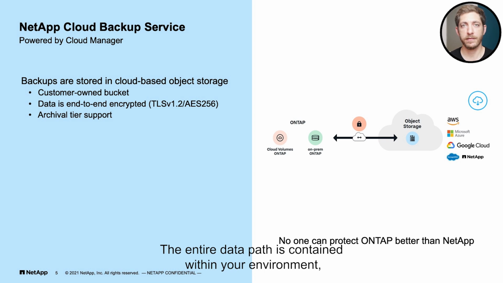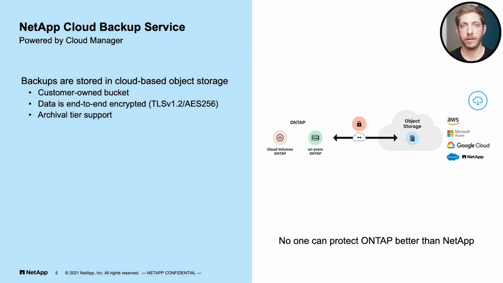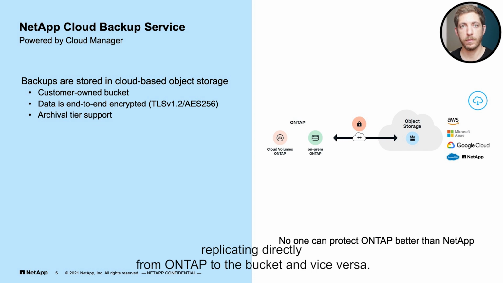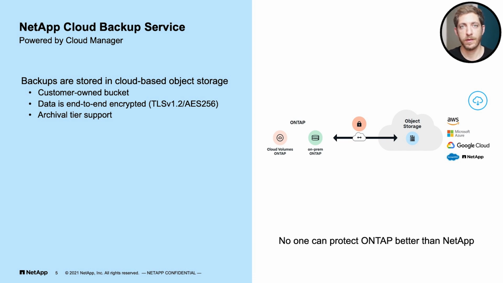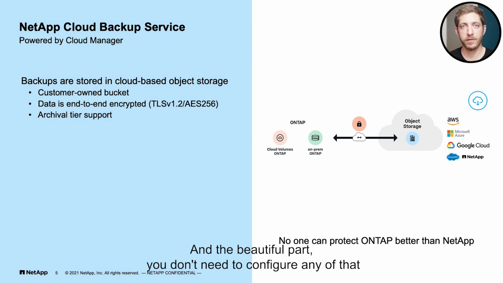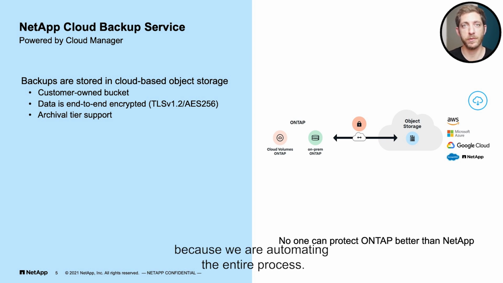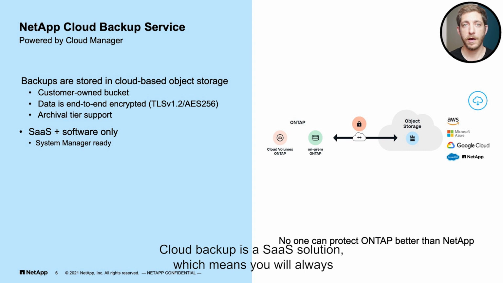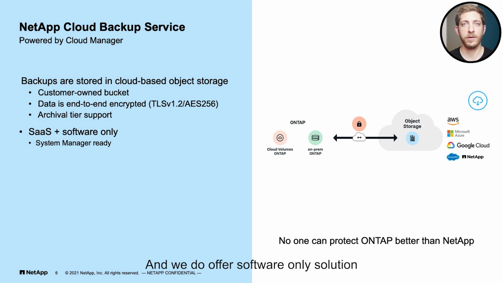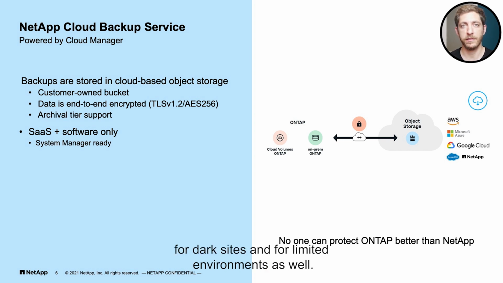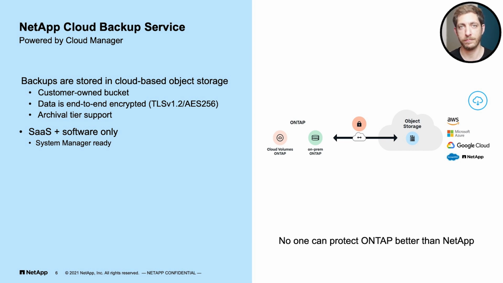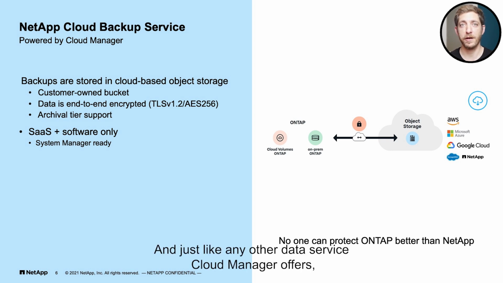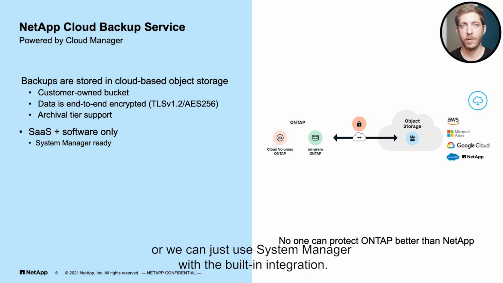The entire data path is contained within our environment, replicating directly from ONTAP to the bucket and vice versa. Data is encrypted end-to-end, and the beautiful part, you don't need to configure any of that because we are automating the entire process. Cloud Backup is a SaaS solution, which means you'll always have the latest and greatest, and we do offer a software-only solution for dark site and limited environments as well. And just like any other data service Cloud Manager offers, we can manage and automate everything via APIs, or we can just use System Manager with the built-in integration.